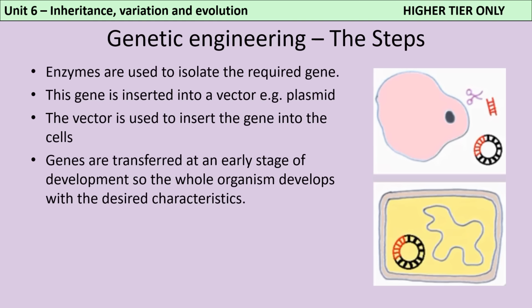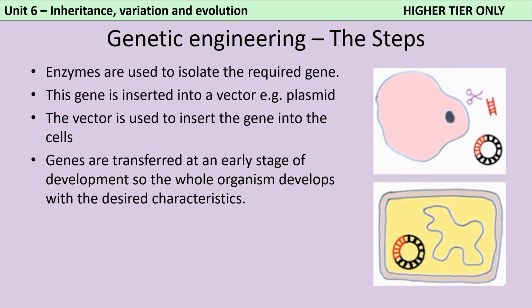Special enzymes called restriction enzymes are used to cut out the required gene from an organism that already has that gene. This piece of DNA is then inserted into a vector, like a bacterial plasmid. This is basically another piece of DNA that is going to make it easier to get the gene that we're interested in into the organism we're trying to transform.